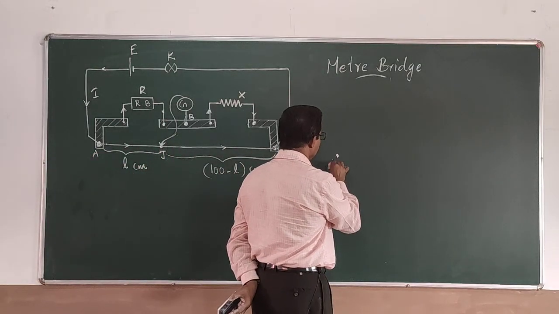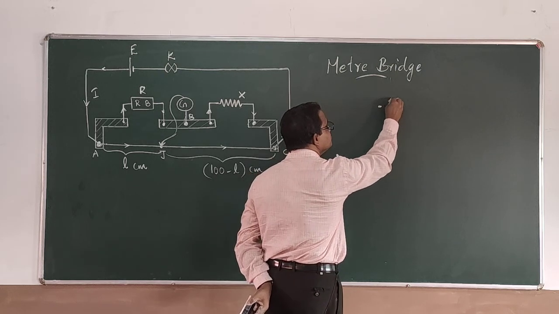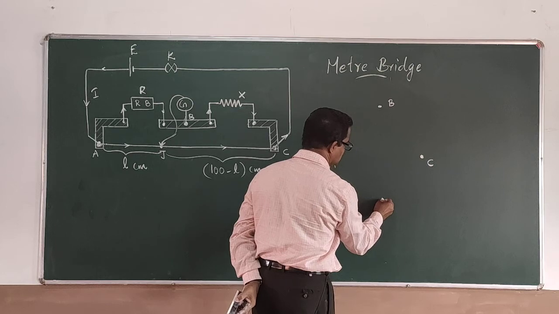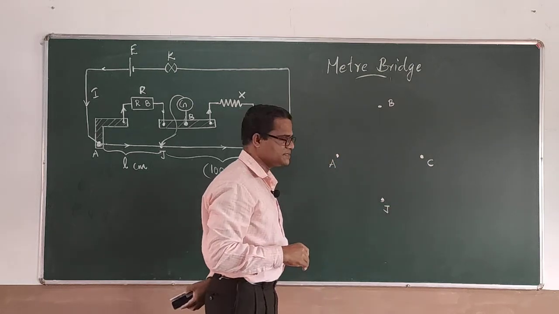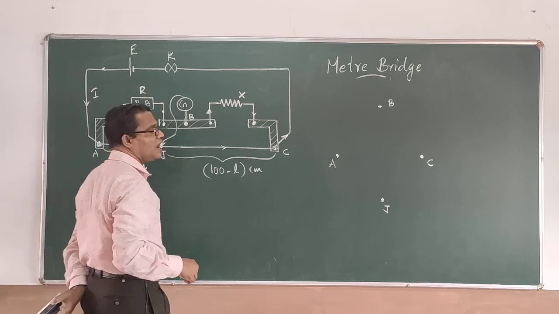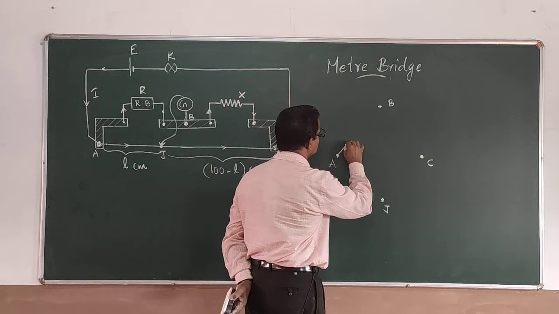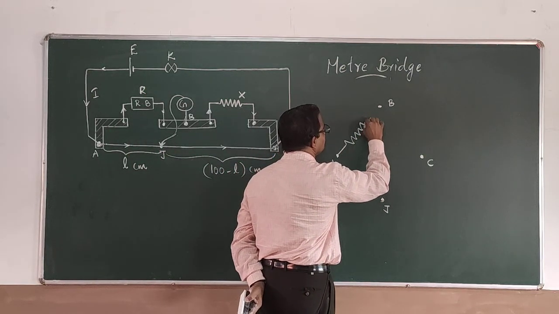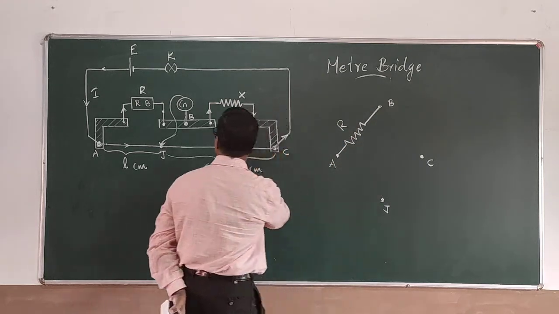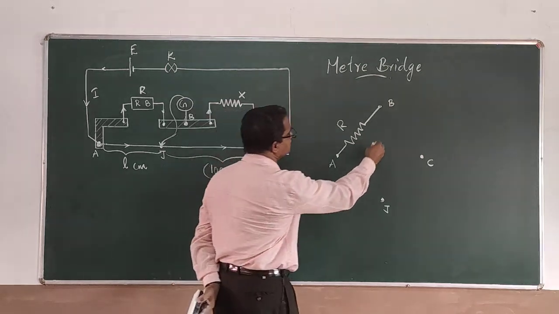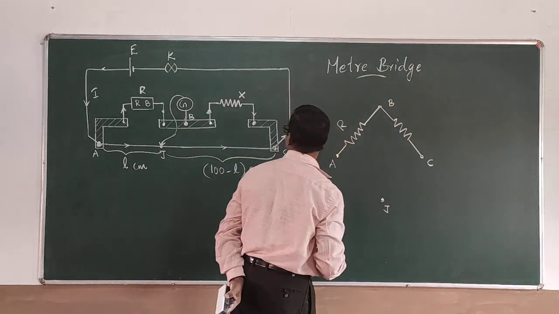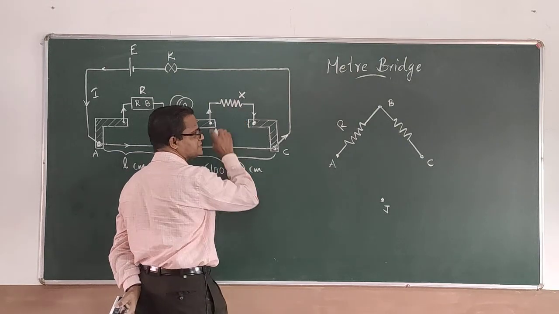Points A, B, C and J. Let's see. Between points A and B, the resistance R is coming. So, resistance R. Between points B and C, what is coming here? X.